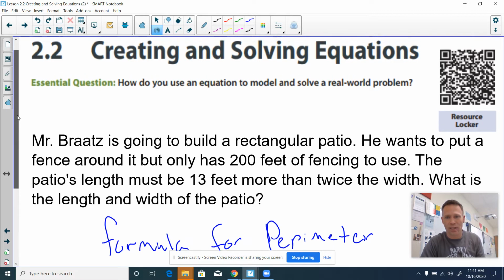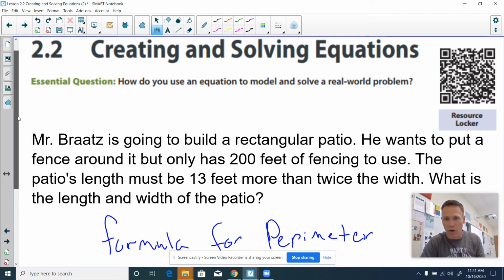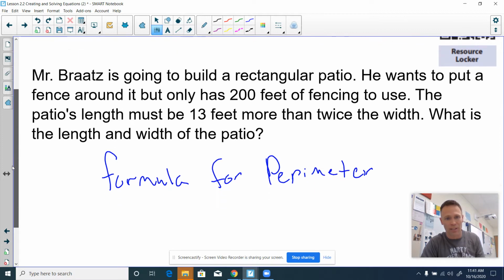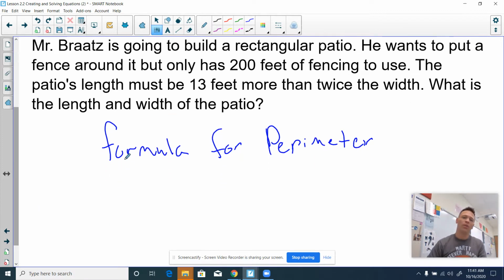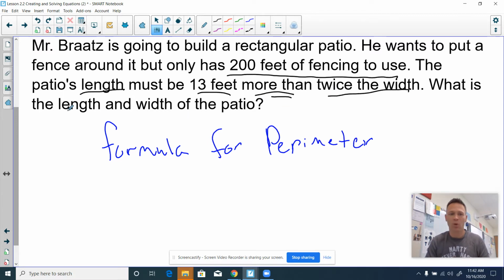Today, like I said, creating and solving equations from word problems. So we're going to be modeling real-world problems in the entire lesson. All right, so a little bit of a teaser here. Mr. Bratz is going to build a rectangular patio. He wants to put a fence around it, but he has 200 feet of fencing he has to use. So he's got a limited amount of fencing that he purchased. The patio's length must be 13 feet more than twice the width. What is the length and the width of the patio? At the end of this lesson, we are going to answer this question, okay?